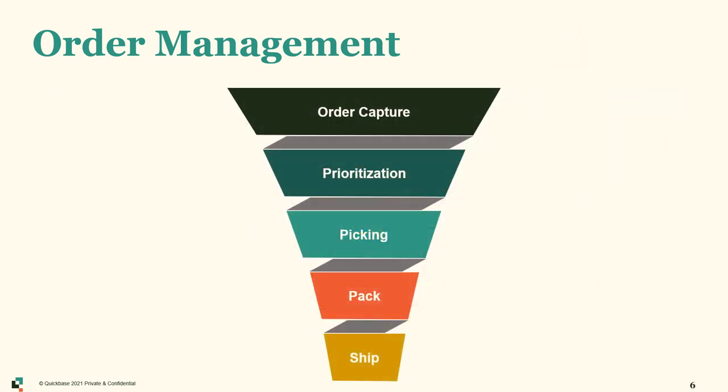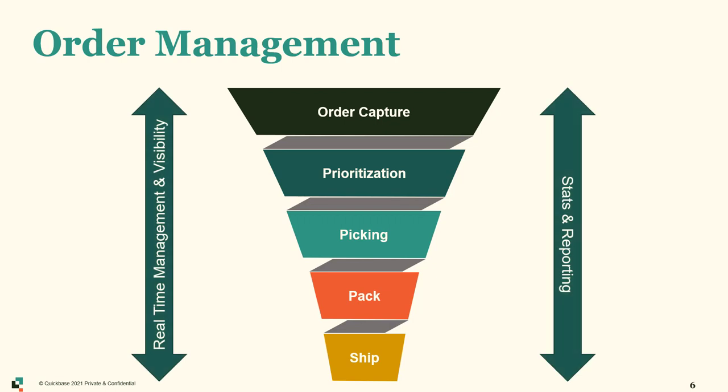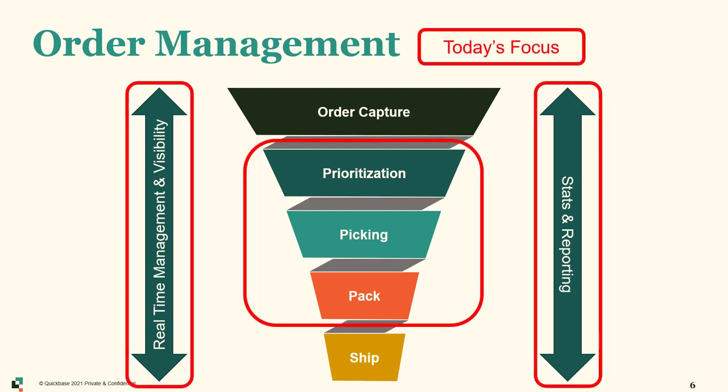And within warehouse and fulfillment, these 5 components are typically core to any order management process from order capture through shipping. On top of that, the best solutions have tools to have real-time visibility into all processes and great reporting tools. Today's focus will be on these key areas, especially around order picking.